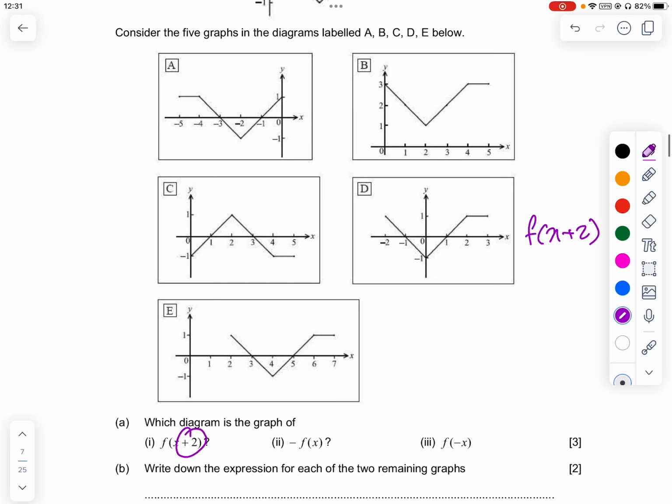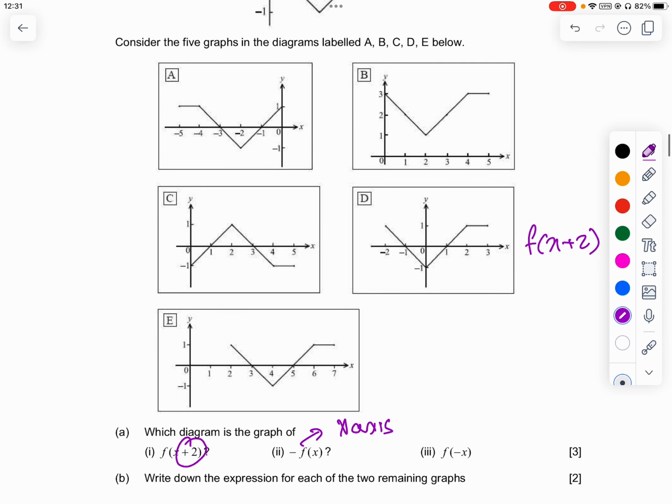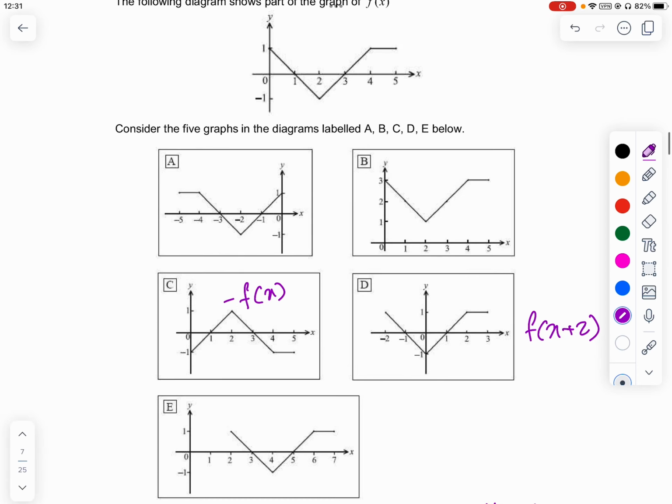Minus f of x. Minus f of x means reflection on x-axis. So it should become upside down. Which is upside down? This one. So minus f of x. Then f of minus x. So it is reflection on y-axis. Left side graph becomes right side, and right side becomes left side. So therefore this is f of minus x.